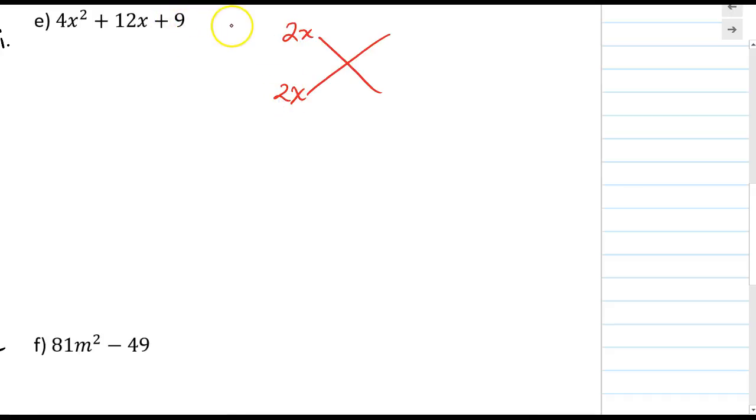Now 9, on the other hand, I could go 9 and 1. Could try it out. If I multiply across, that gives me 18 and 1x. That is not going to equal 12. So instead, let's try some other factors of 9, 3 and 3.